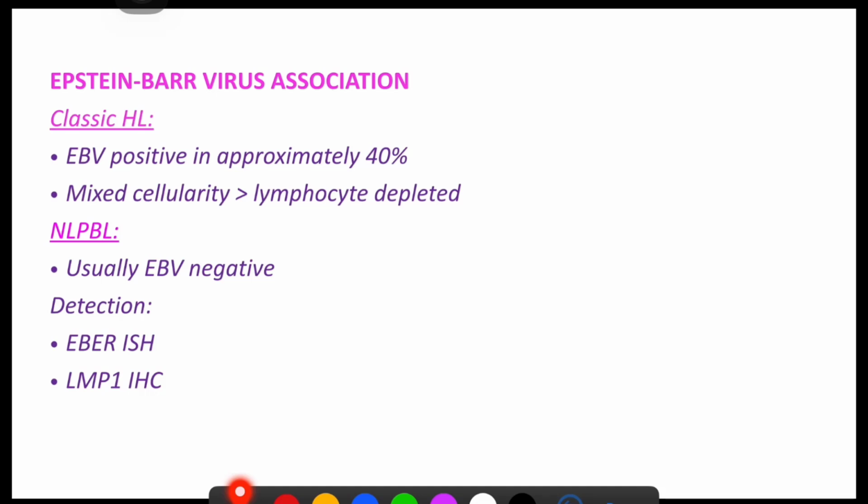There is Epstein-Barr virus association with classic Hodgkin lymphoma in approximately 40% of cases, and more commonly in mixed cellularity type than lymphocyte-depleted type. NLPBL is EBV negative, and this EBV virus we can detect by the EBER-ISH technique and the LMP1 IHC technique.